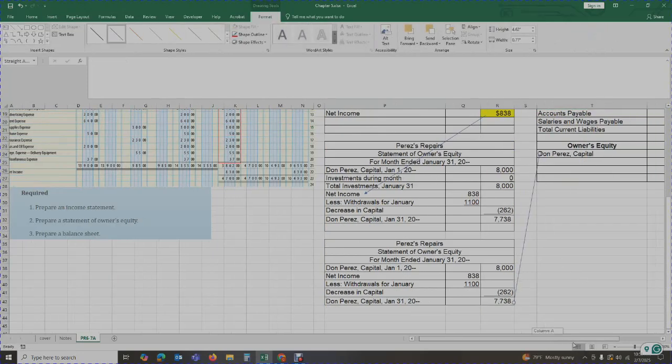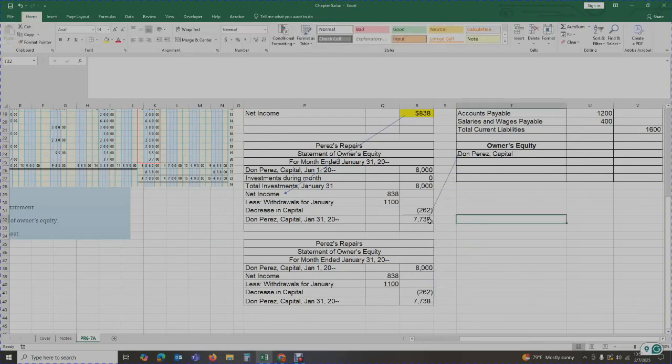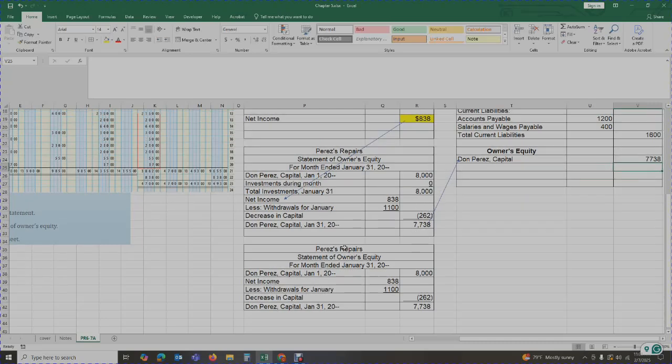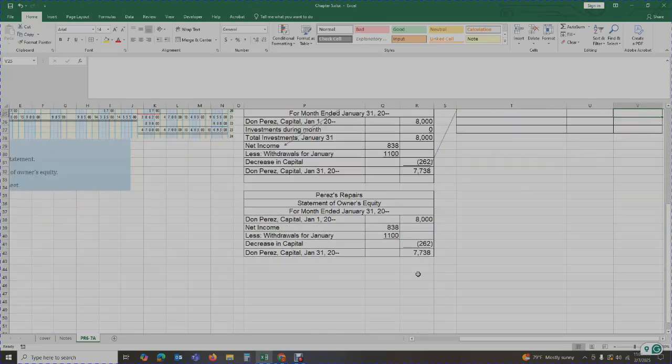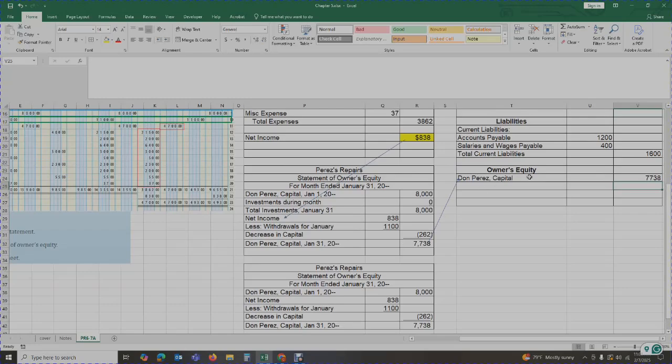The capital amount that we are going to put in our owner's equity section is coming from our statement of owner's equity. Either of the numbers is fine. Let me just do this one, it's shorter. So the 7,738 is going to be your capital. We only have one capital entry, so it'll be at the end. Remember, the capital amount does not come from the worksheet. It comes from your statement of owner's equity. The ending capital is what you feed into your balance sheet.